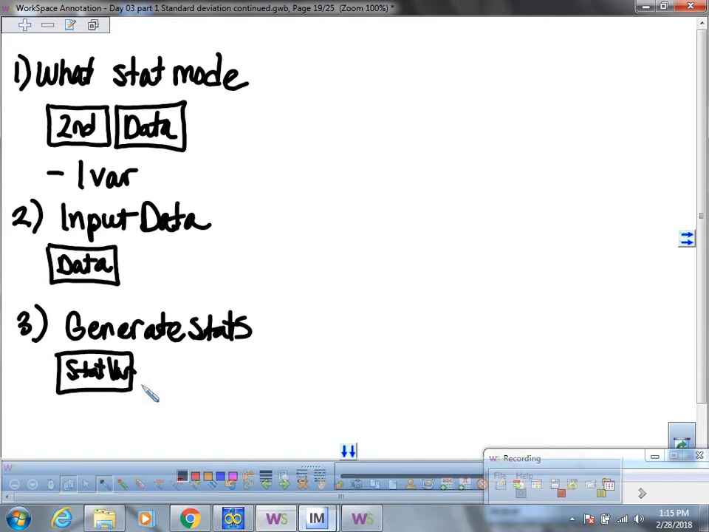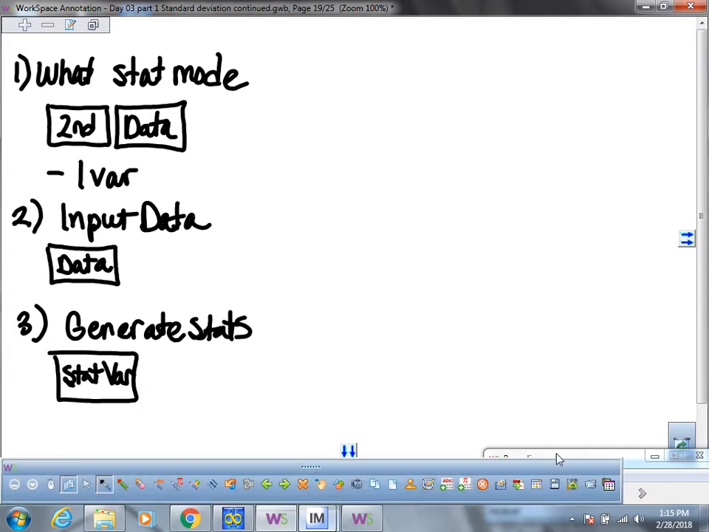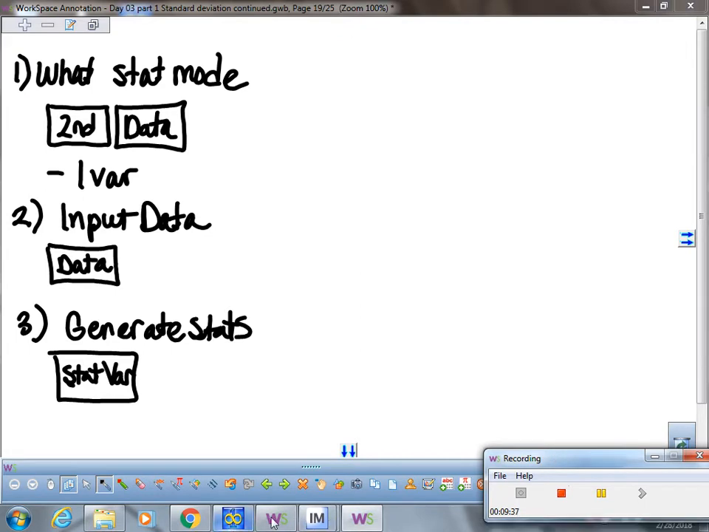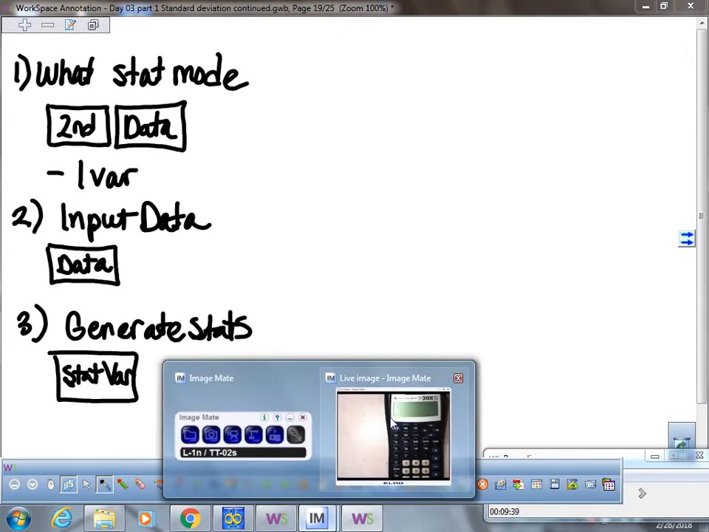Can you see that? Rewrite it. All right, so I'm going to do that right now. Variable. Variance. Depending on context.